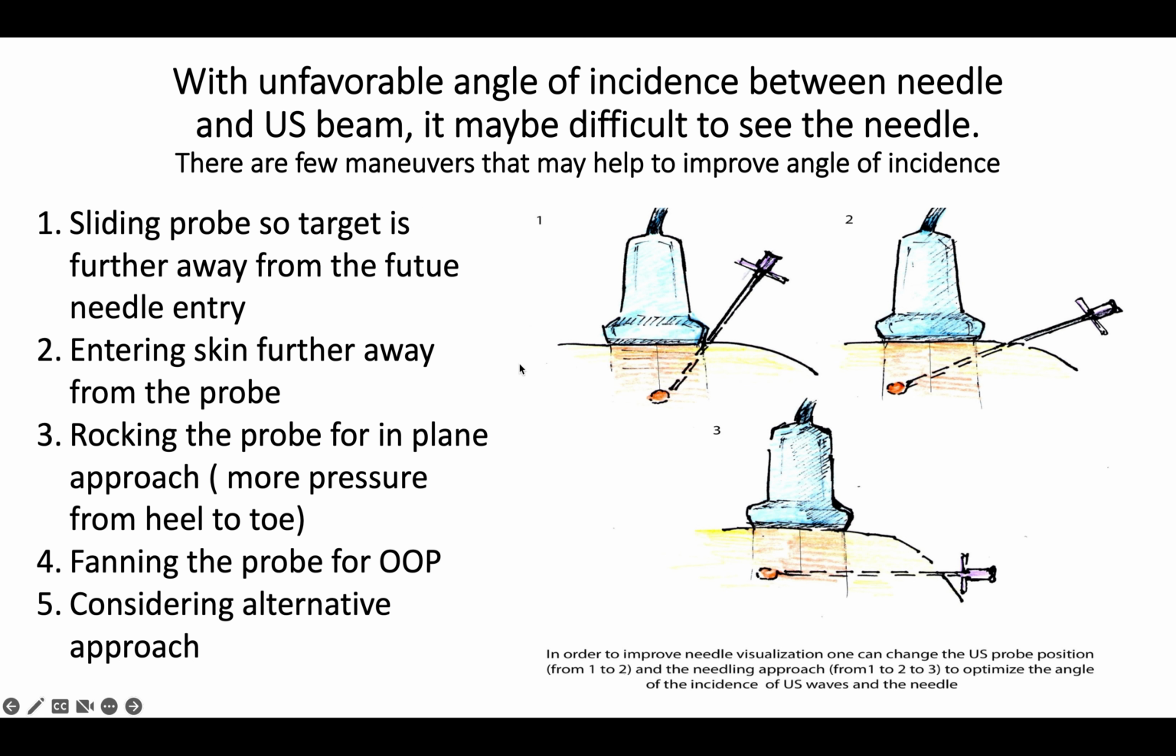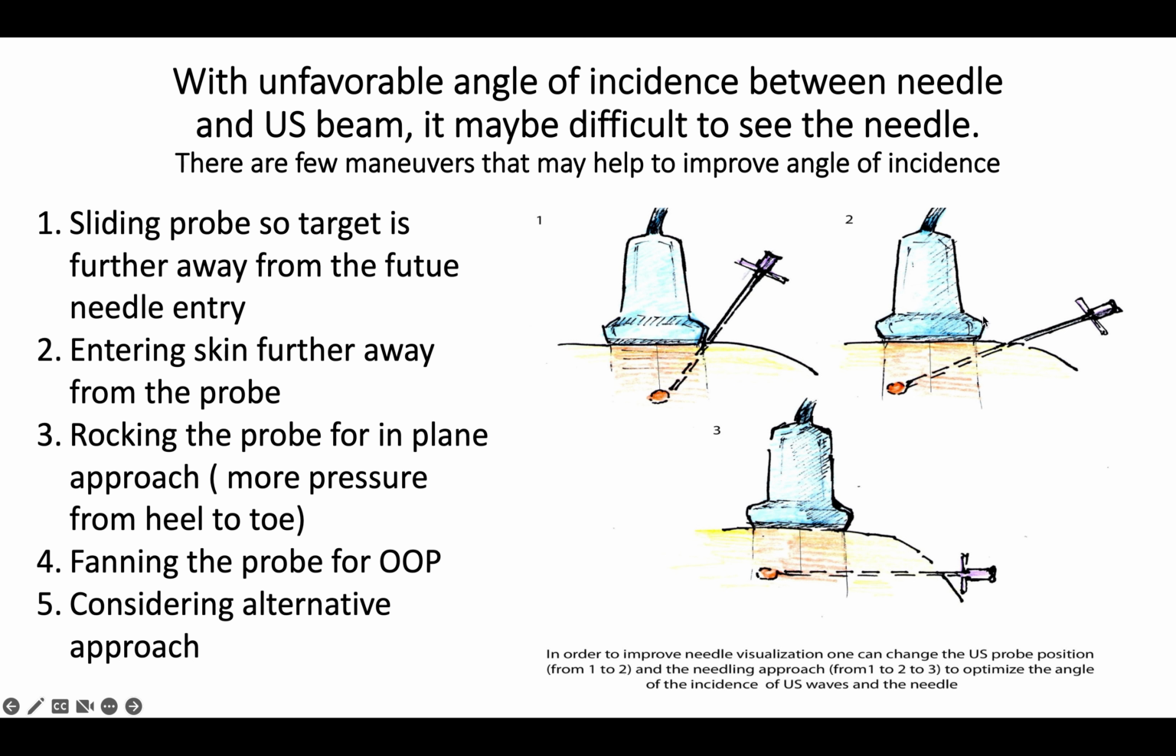And here I'm showing an example of how to use the angle of incidence concept to improve needle visualization. So imagine here, for example, the angle of incidence between ultrasound beam and the needle is quite unfavorable because a lot of echoes will be coming away from a transducer. While here is perfect, it's 90 degrees, right? So sometimes in this particular case, in order to improve needle visualization, we can do the following tricks.